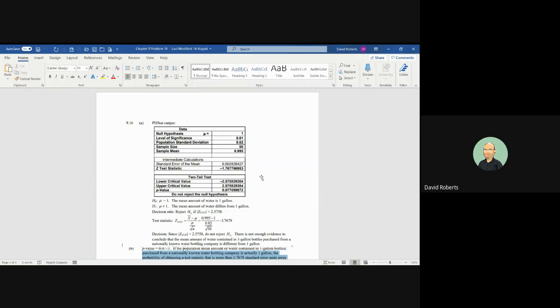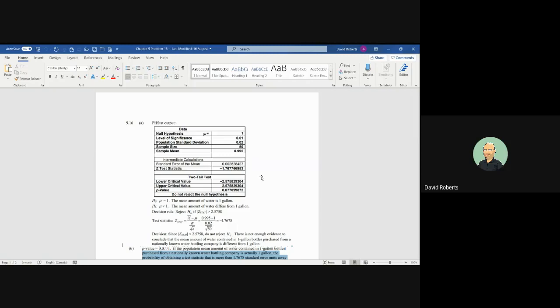hypothesis. The spreadsheet will go through and calculate the z-scores. It'll calculate the lower and the upper levels. It'll calculate the p-value. And so you do not reject the null hypothesis or fail to reject. So you can't say that it's different than 1.